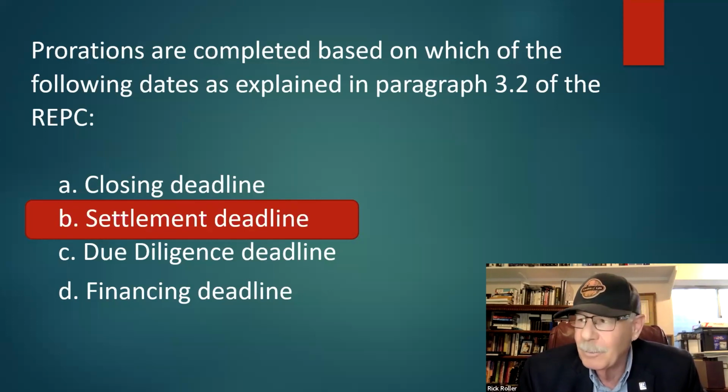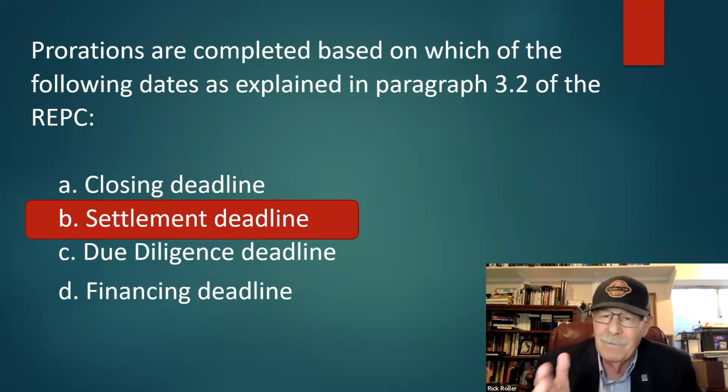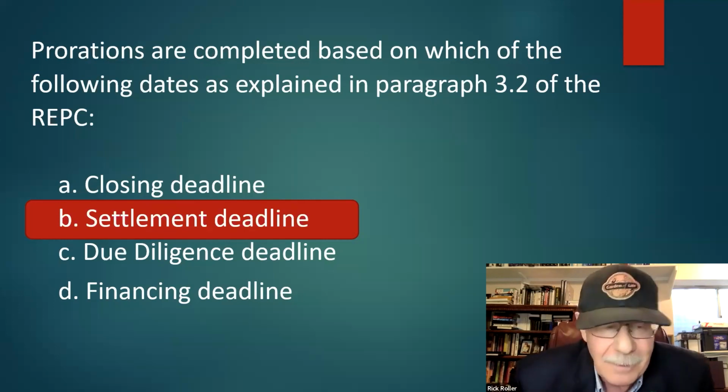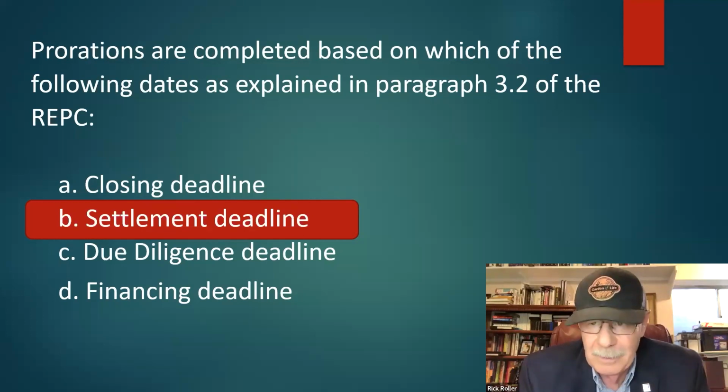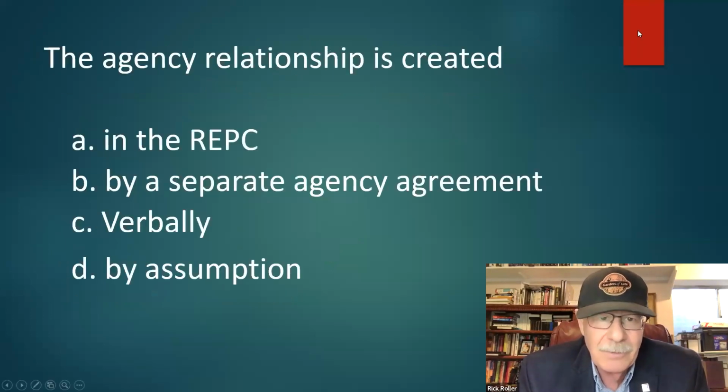You're not going to have to do a proration, at least not on the sales exam, but you're going to have to check, and this paragraph here might be something you want to look at. So just being familiar with the REPC is real important. Read it a couple of times before you go in there, and maybe even work with it a little bit. Next question, please. Now we're going to be talking a tiny bit about agency. The agency relationship is created in the REPC by separate agency agreement, verbally or by assumption.